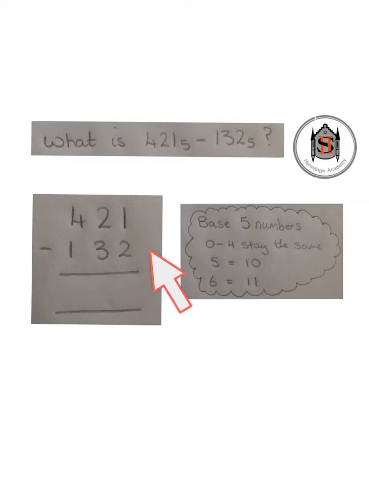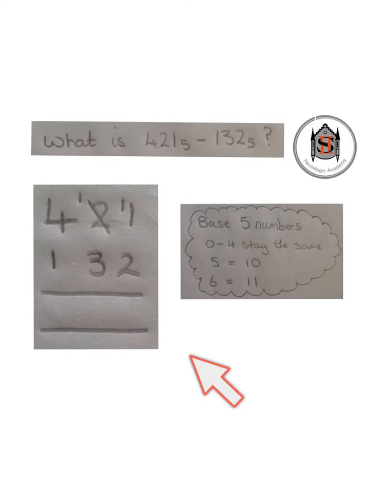Because the process stays the same, we start off by doing 1 take away 2. Now we know we can't do that, so we have to go to the next column and borrow 1 from the 2. Now that we've borrowed 1 from the 2, we want to do the actual subtraction sum.